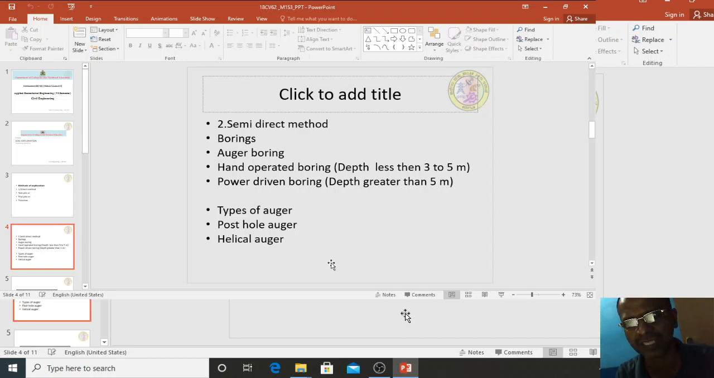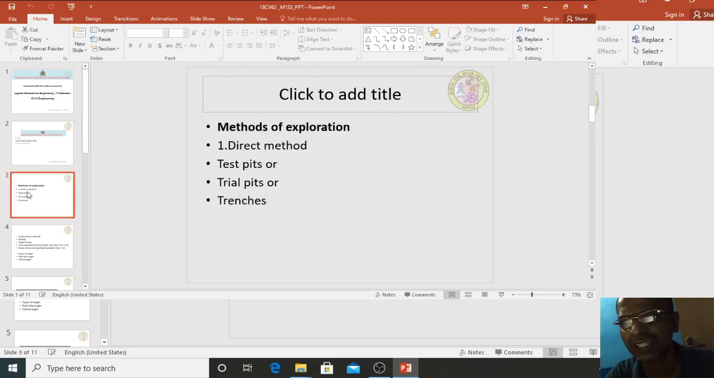Either we can make a trench, like for a compound wall; while constructing a compound, we make a trench and you can examine the trench. Or for isolated footings or combined footings, we make a pit and examine it. That pit can later be used as the footing point. Wherever footings are proposed, at that place we can make an excavation and observe it. That is the direct method, where we directly observe the variation of the soil strata by depth. So what are the limitations of this method?